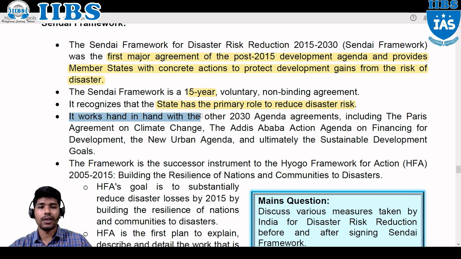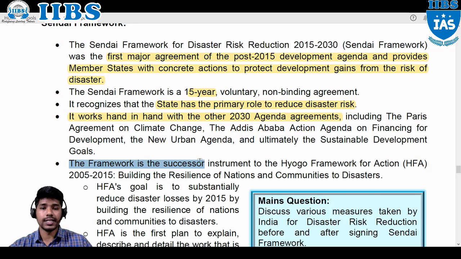It works hand in hand with the other 2030 agenda agreements, including the Paris Agreement on climate change, the Addis Ababa Action Agenda on financing and development, the New Urban Agenda, and ultimately the Sustainable Development Goals. Right? It works hand in hand with all the other programs which deal with climate change, development and financing aspects, and also the Sustainable Development Goals.